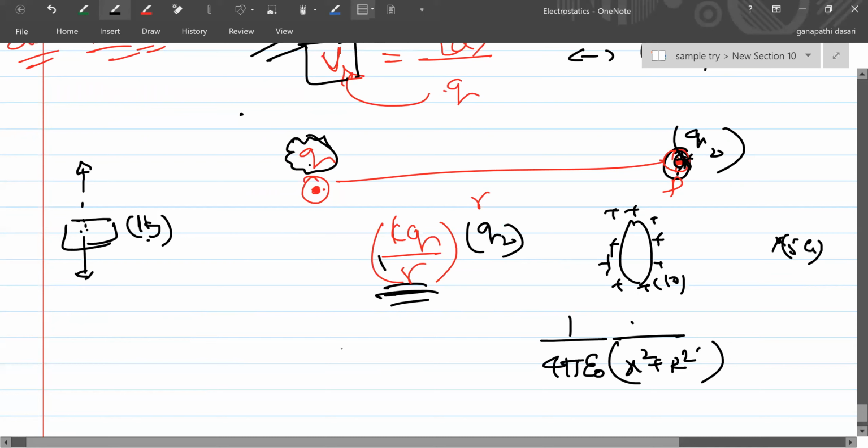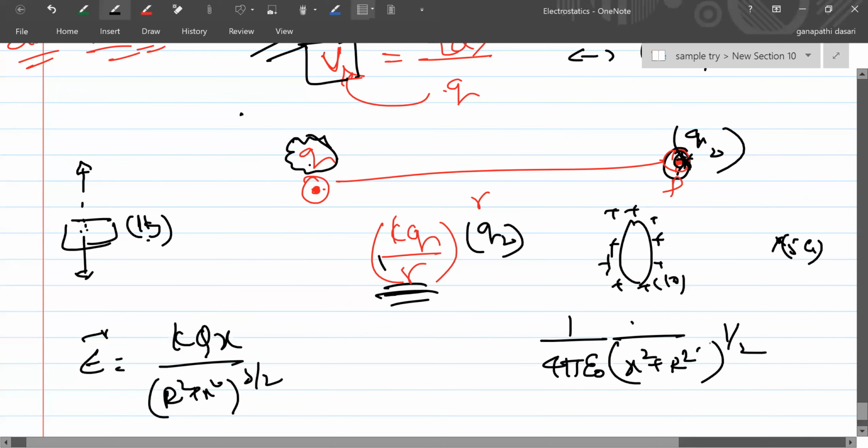Field is kqx by r square plus x square whole power 3 by 2. Potential is kq by x square plus r square whole power half. For field it is power 3 by 2, and for potential it is power half. Got it? Yes, sir.